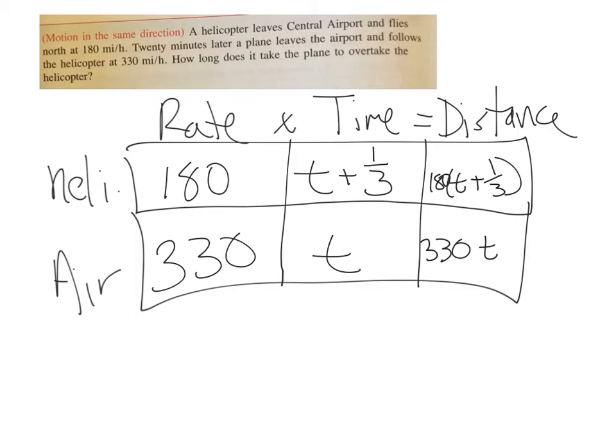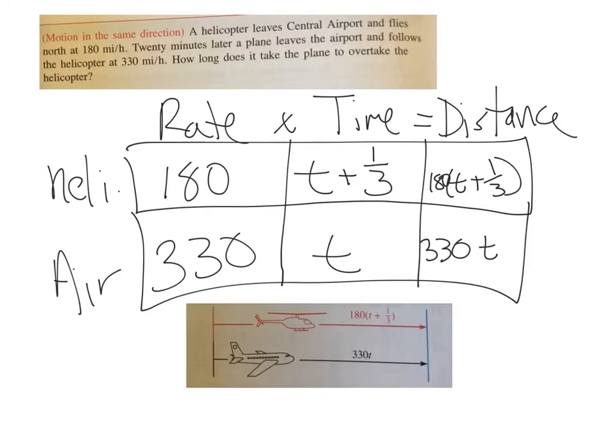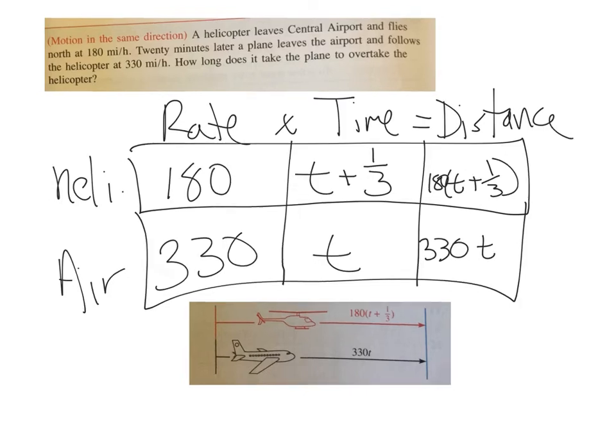This is another instance where a picture is going to do us some good. So let me see if I can grab us a picture. So here's a picture of what the helicopter and the plane look like. Noticing that the helicopter has a little bit of a head start, the plane's following behind it, but the plane's going much quicker. So the idea here is when one overtakes the other, they're actually at the exact same point. The distances are the same. The distances are equal. So that's what allows us to set up this equation.